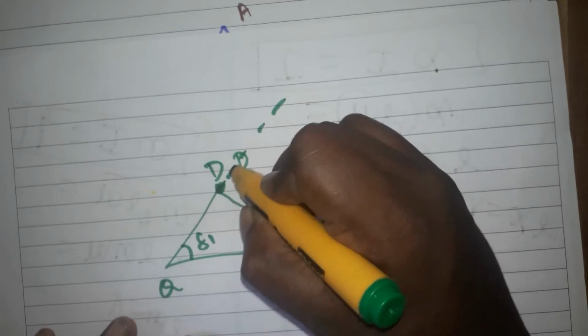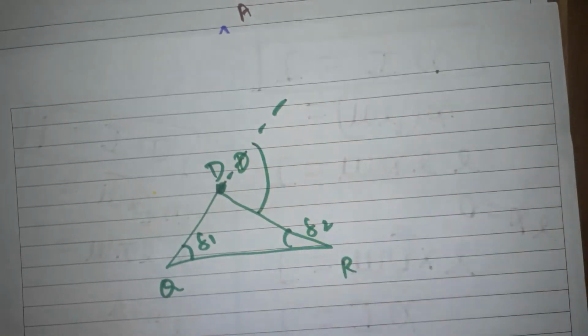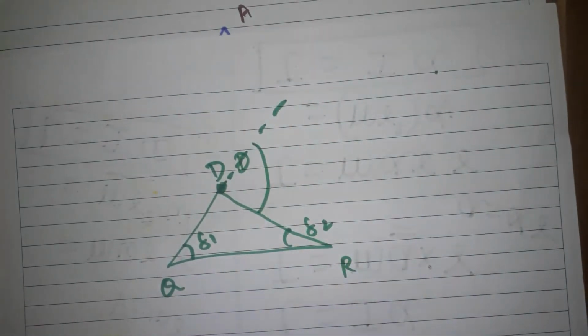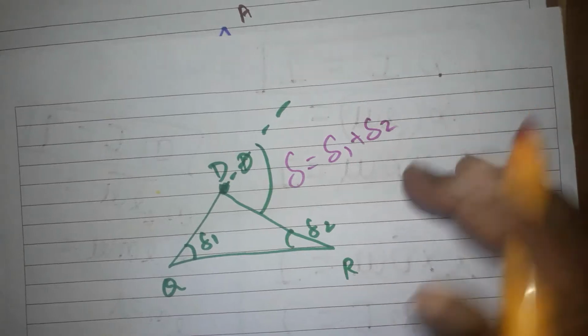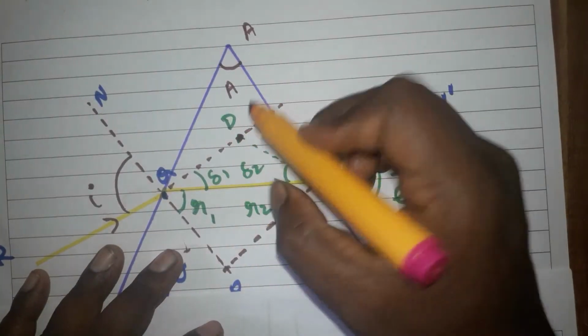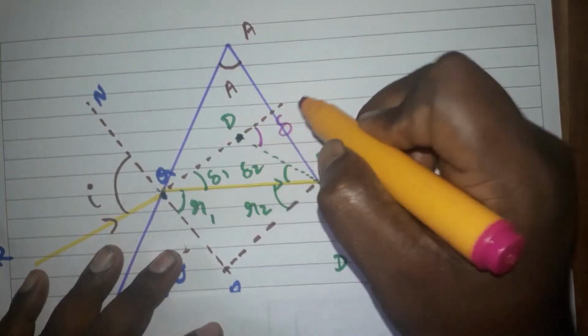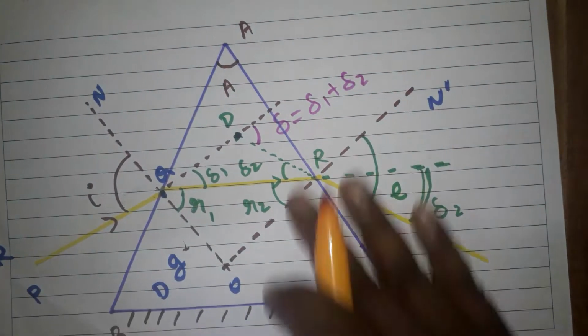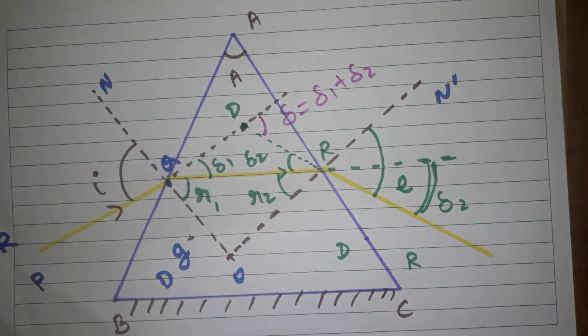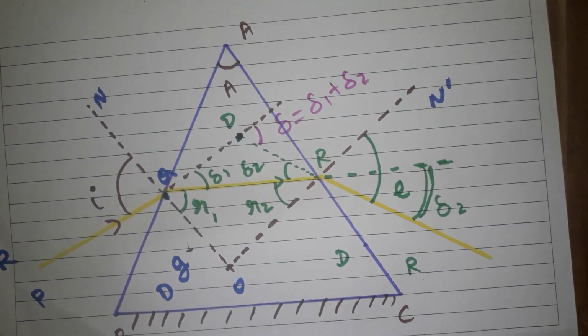Addition of two interior angles will give the exterior angle. Deviation 1 plus deviation 2 is called total deviation. So if you want total deviation, it is deviation 1 plus deviation 2. So this is a spot we can take as the total deviation. Total deviation is how much? Deviation 1 plus deviation 2. This is what you should understand from the diagram. Once you know the diagram, you can go for the solution.